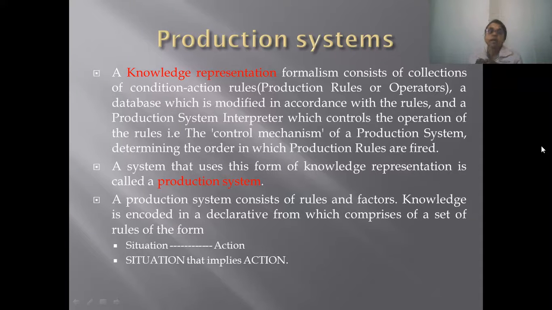That's why it is said that a system that uses this form of knowledge representation is called a production system. Now, a production system consists of rules and facts, and the knowledge is encoded in a declarative form which comprises a set of rules of the form. A set of rules means there is some protocol, and you have to follow the steps accordingly.